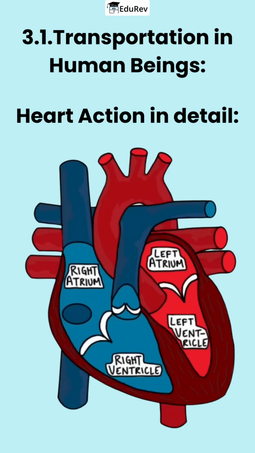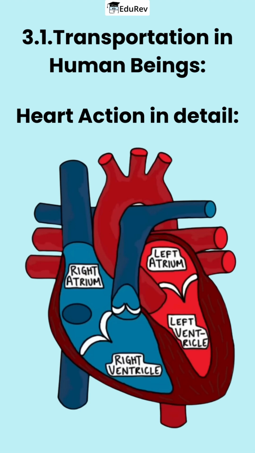Heart action in detail. When the left atrium and right atrium relax, they perform their respective tasks. The left atrium collects oxygenated blood from the lungs. The right atrium receives deoxygenated blood from the body. As they contract, the left ventricle and right ventricle expand to receive the blood.